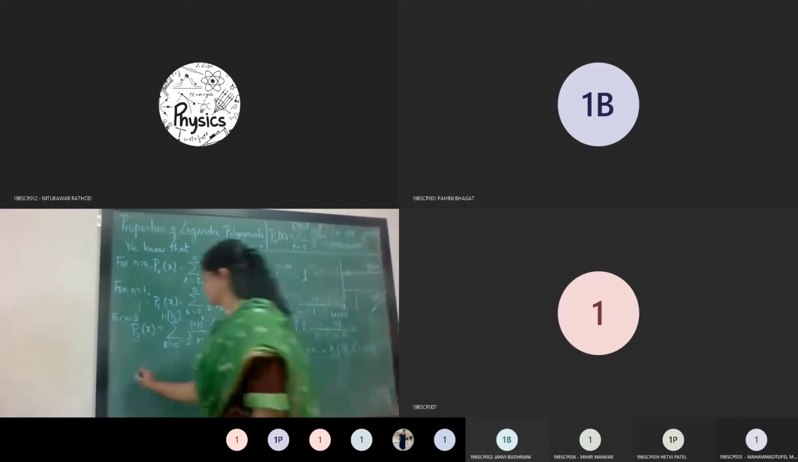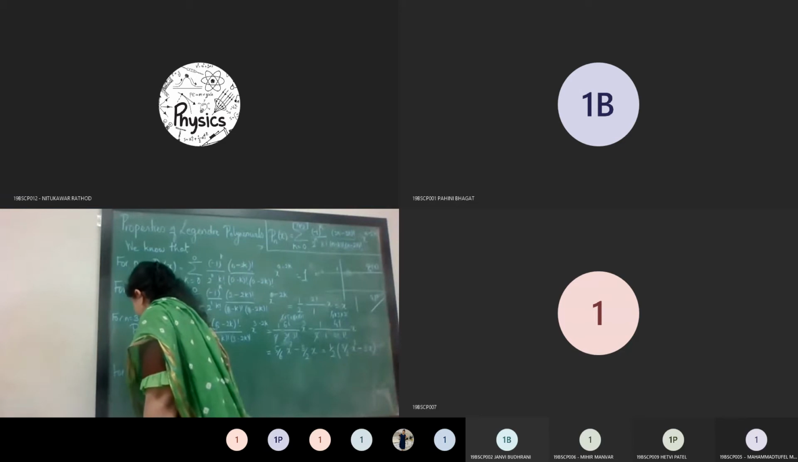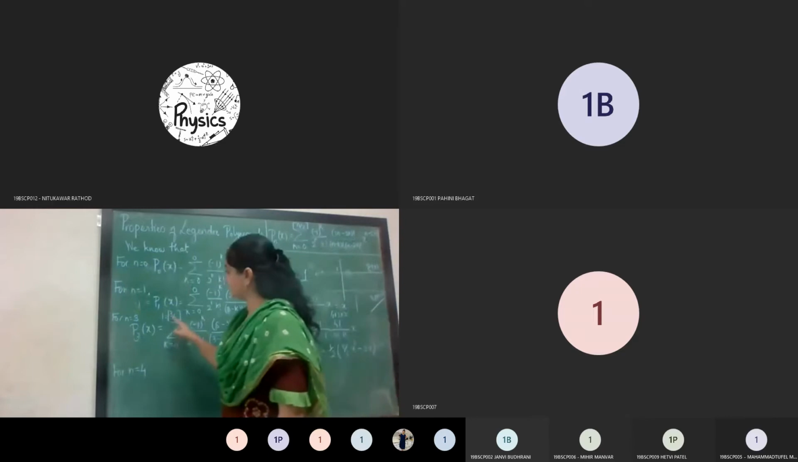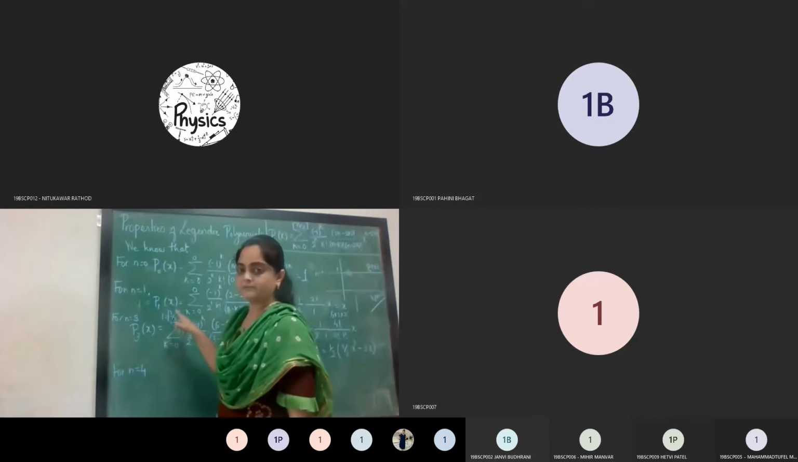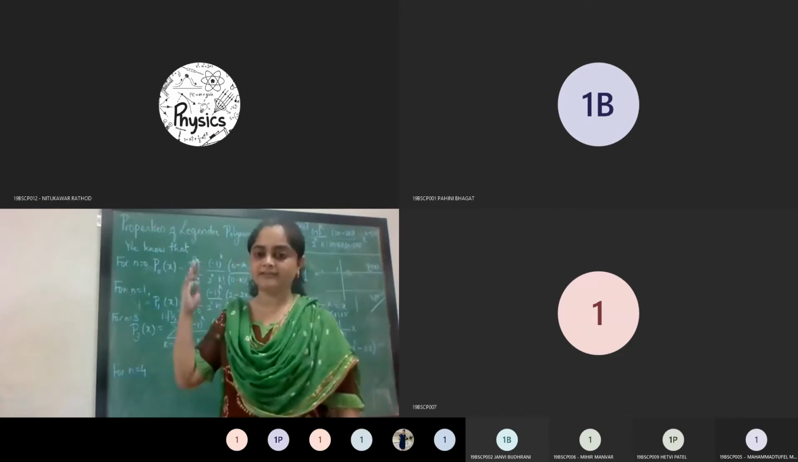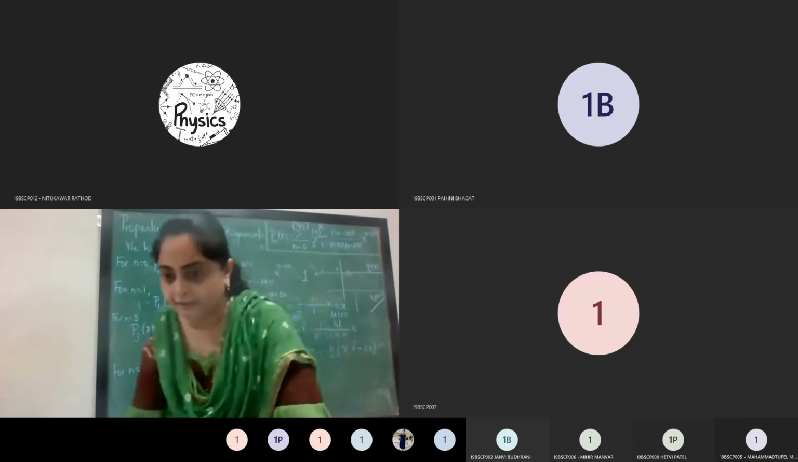If you are done with this, then I will give you 10 minutes to find out for n is equal to 4. For n is equal to 4 means integral part of it will be 4 by 2. That means 4 by 2 is nothing but 2. So you will have 3 terms, k is equal to 0, k is equal to 1 and k is equal to 2. Right? Are you doing it, find out?